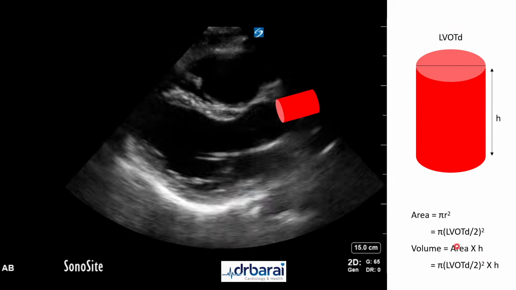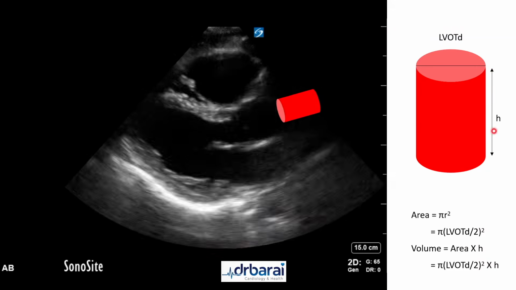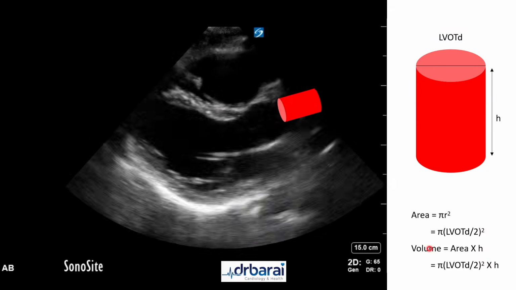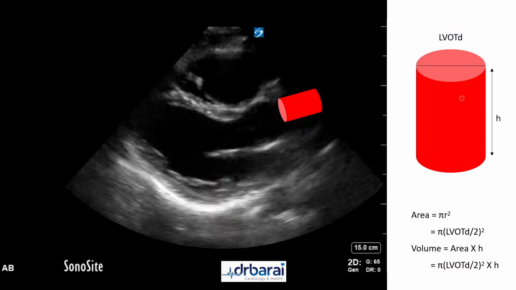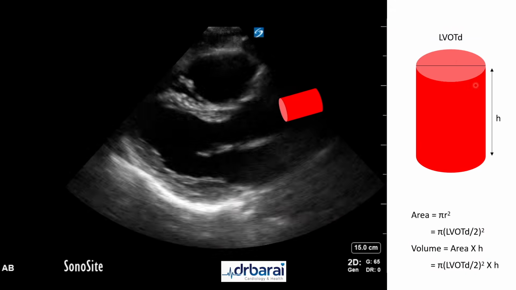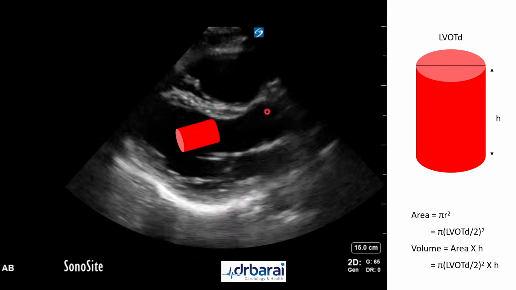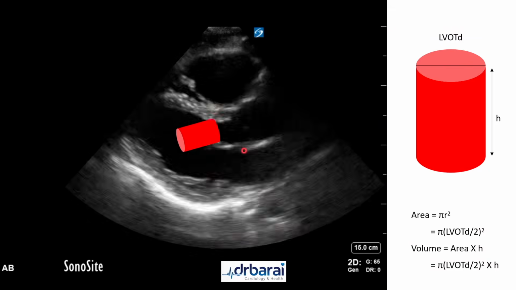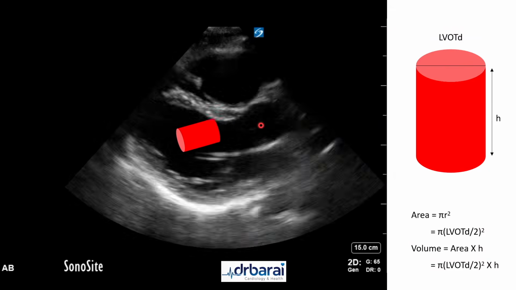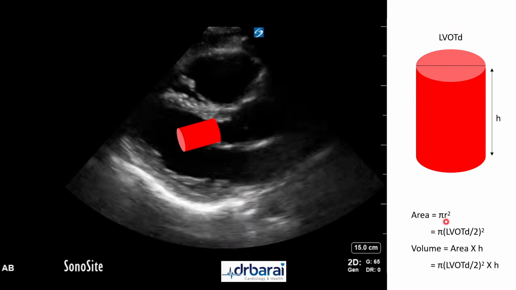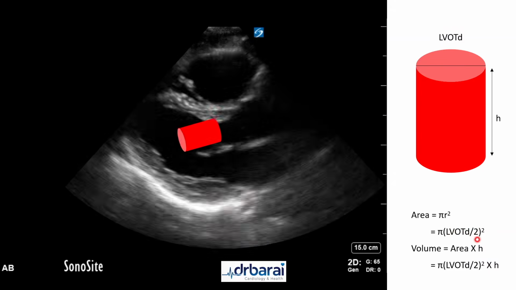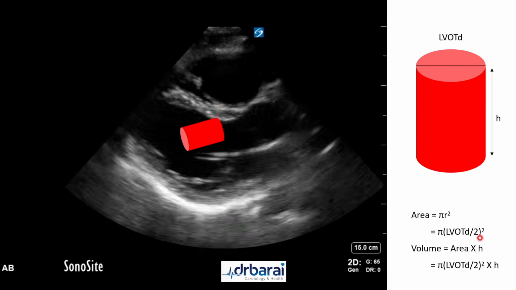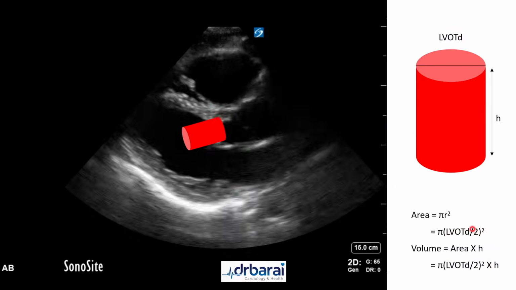And if we multiply that area with the height, that is the LVOT VTI, we get the volume of the cylinder, which is the stroke volume. Let me keep it very simple. Most people have got the LVOT diameter as 2 centimeter. So LVOT diameter is 2 centimeter, divided by 2 to get the radius, which is 1. 1 square is 1.